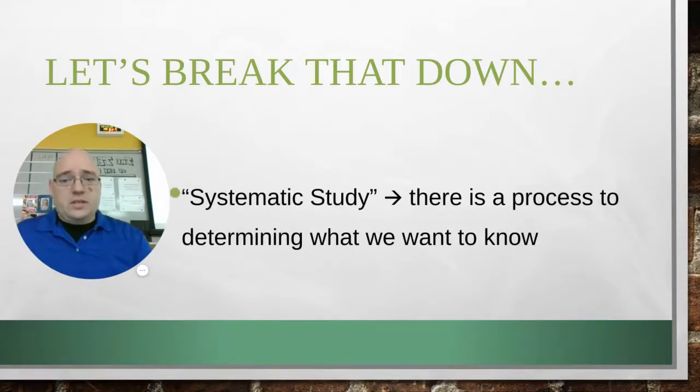Okay? And it says systematic study. Systematic means that there's a process to it. So there is a system, an order to things. So systematic study means there's a process to determining what we know. We call that the scientific process. But we're not just going about things haphazardly. We're actually having a way of doing things, a systematic process. We do this and this and this and this to make sure that we know what we want to know and find out what we want to find out.